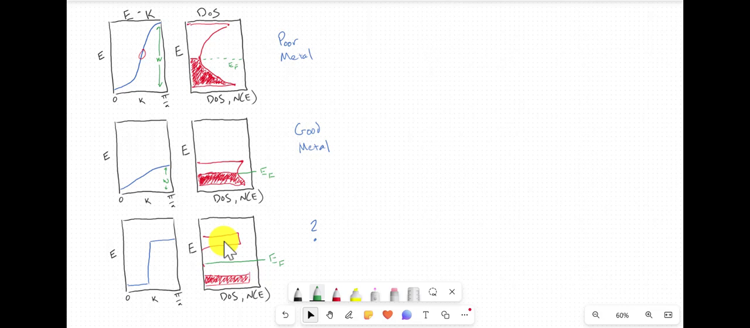And so hopefully this is jogging some memories, which is that this represents the density of states and the E-k diagram of a semiconductor. And I have labeled the Fermi level, or the Fermi energy, right in the middle between the two bands, which is in the middle of the band gap of the material.